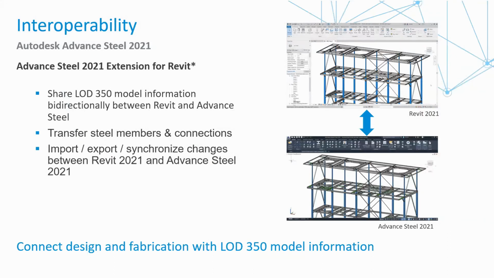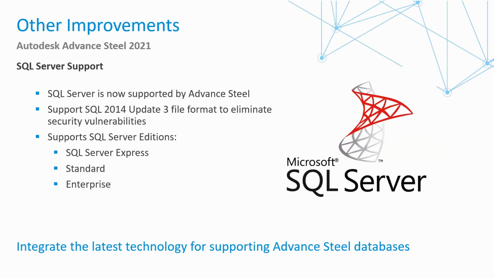Just very quickly, there's improvement on our interoperability between Revit 2021 and Advanced Steel. Basically, there's shared level of detail 350 model information between Revit and Advanced Steel. We're able now to transfer steel members and connections, import or export synchronized changes between Revit 2020, Revit 2021 and also Advanced Steel 2021. Other improvements, there's support now for SQL Server by Advanced Steel, and support for SQL 2014 Update 3 file format to eliminate security vulnerabilities. And we can share this information later as well.